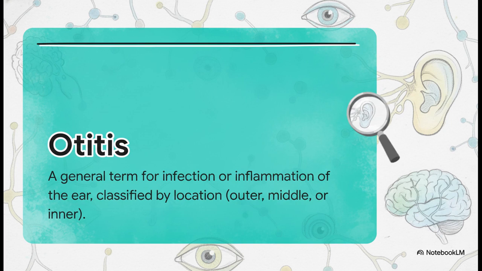So let's start with something like otitis. That's just a general term for an ear inflammation or infection. And the coding here, it's beautifully straightforward. It's all based on location. Is the inflammation in the outer ear, the middle ear, or the inner ear? It's a simple anatomical approach that's incredibly easy to follow.